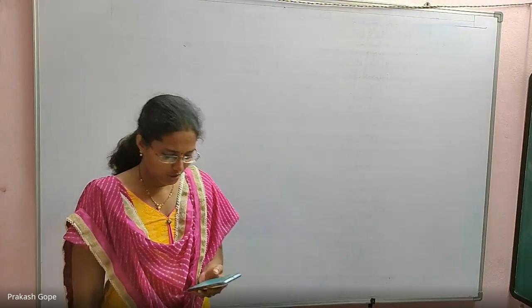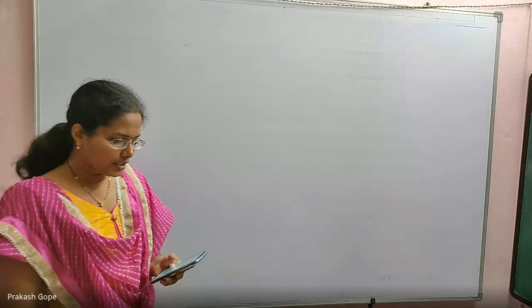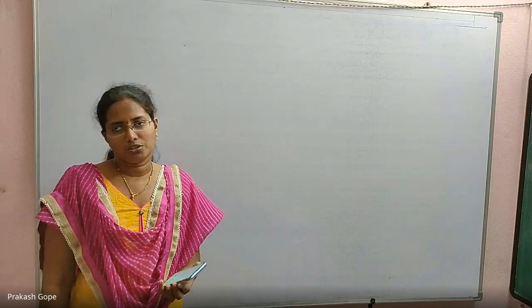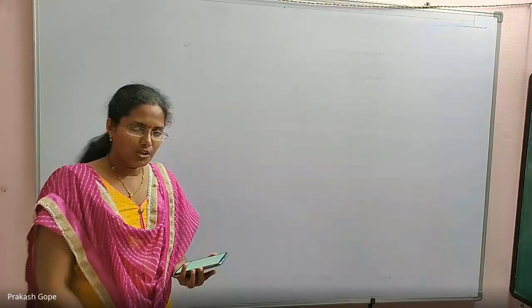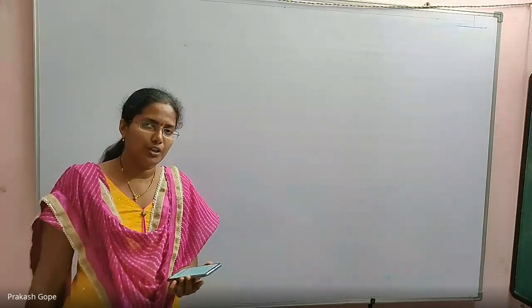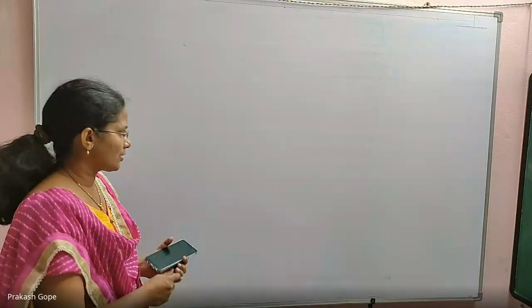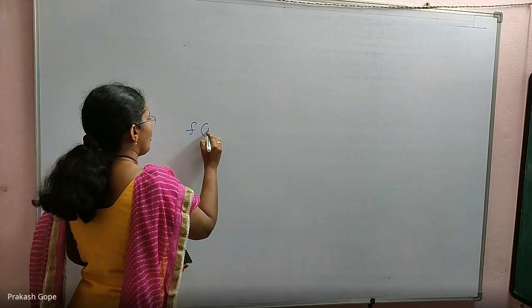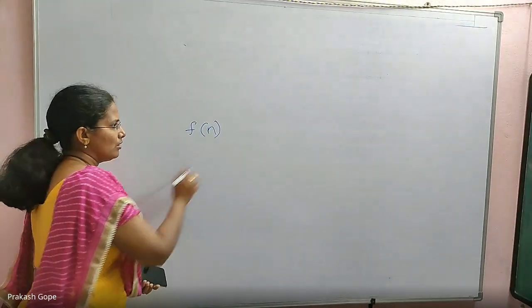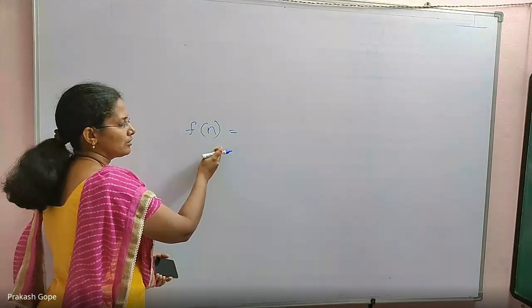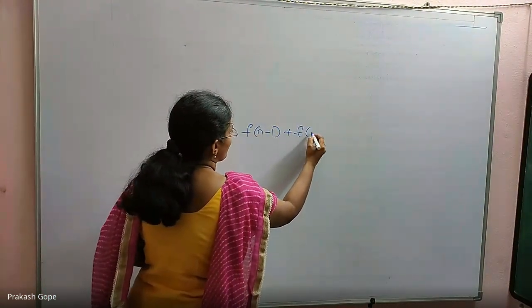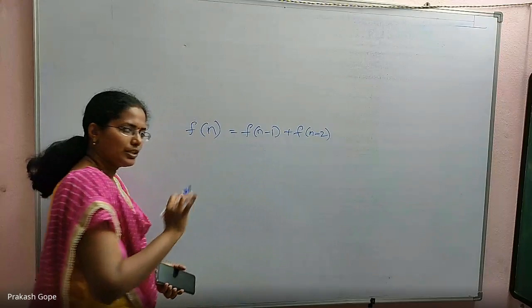Yeah, question number 1. What is the generating function for the sequence of Fibonacci numbers? You should write in terms of a function so that it generates Fibonacci numbers. If I want f of n in Fibonacci, how do you generate it? The generating function is f of n minus 1 plus f of n minus 2. That's all. This is the generating function.